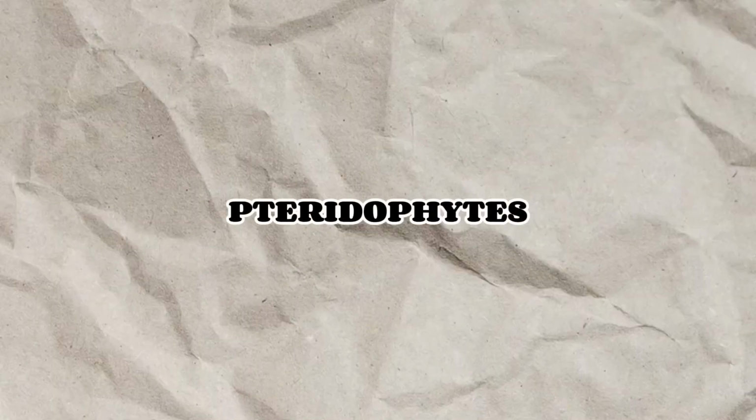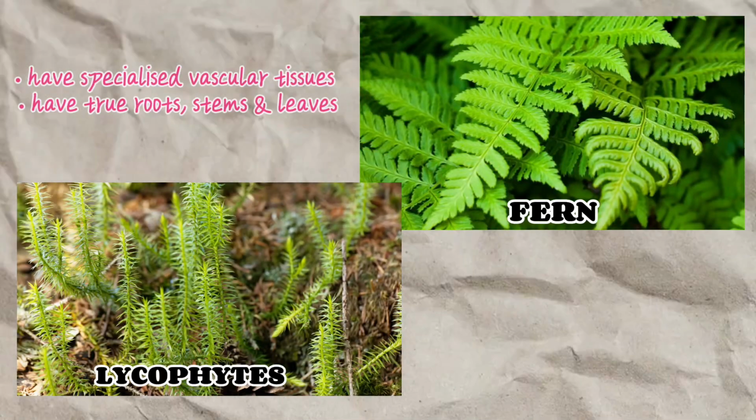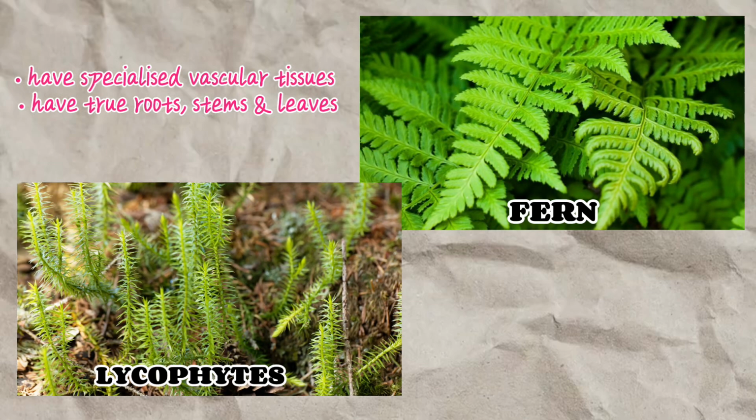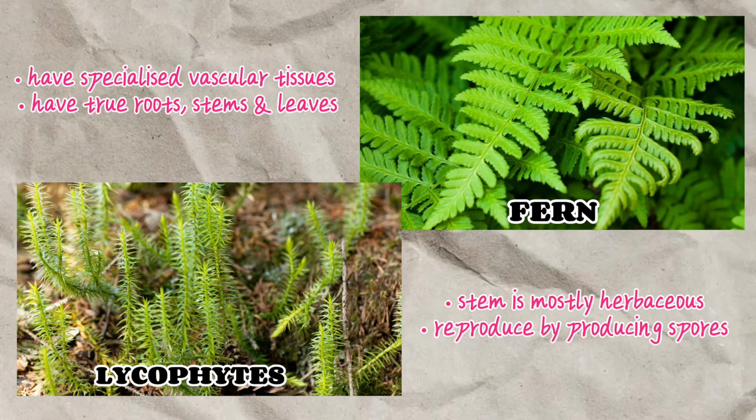For pteridophytes, the examples are fern and lithophytes. They have specialized vascular tissues, they have true roots, stems and leaves. Their stem is mostly herbaceous and they reproduce by producing spores.